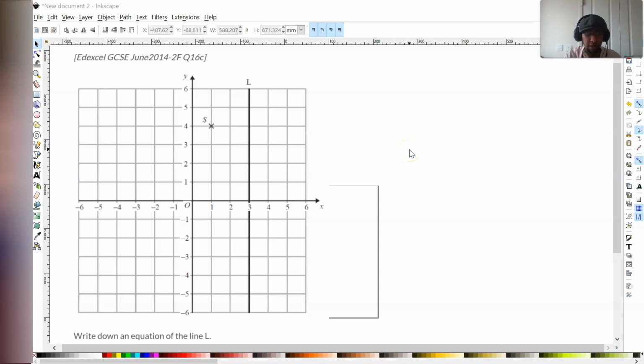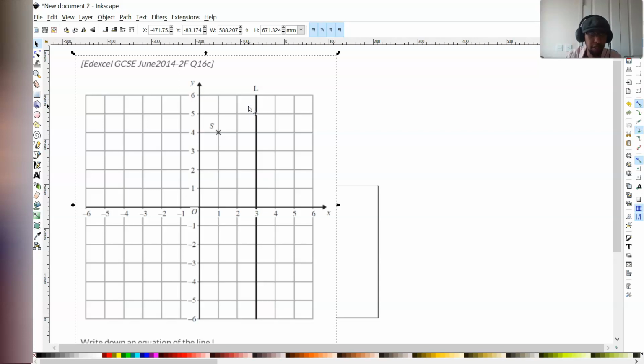So here's a question from earlier today where you were asked what is the equation of this line. So if I just pick this point here, oopsie daisy.